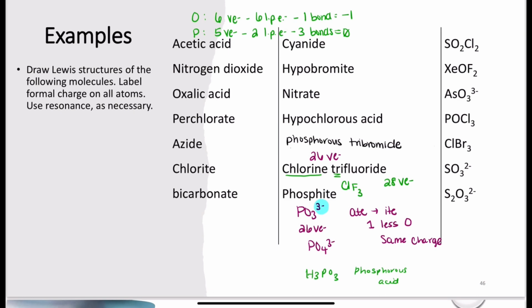SO2Cl2. So now we're just straight into formula. So we have to think about the formula. We're given the formula, SO2Cl2. S, one of them, 6 valence electrons. 2 O, 2 times 6 valence electrons. 2 Cl, 2 times 7 valence electrons. So let's see, 2 times 7 is 14, plus 12 is 26, plus 6 is 32.